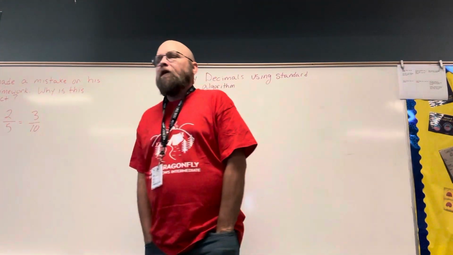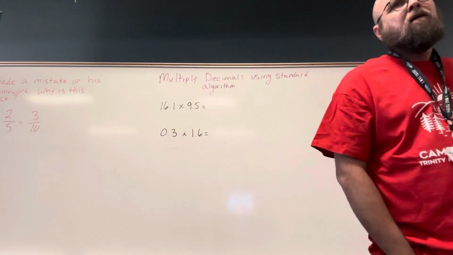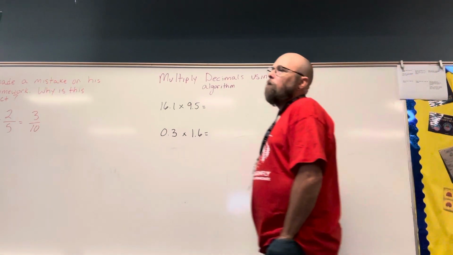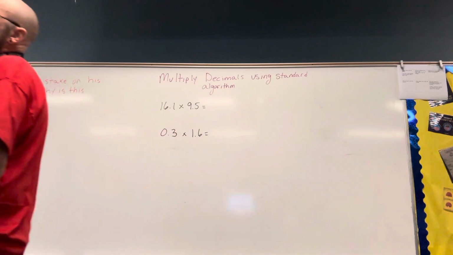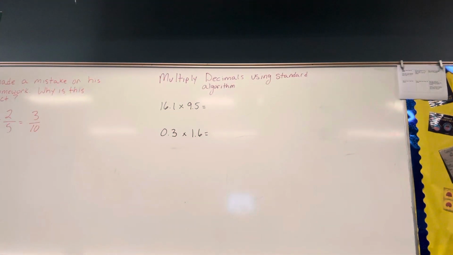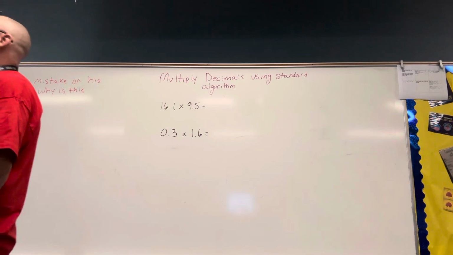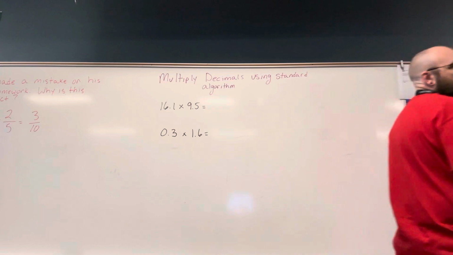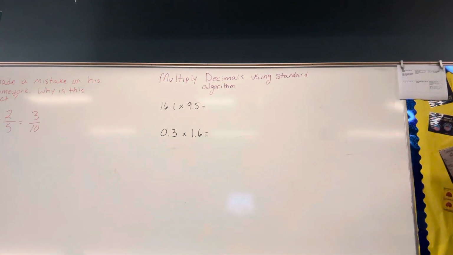All right, so let's look at these when we're multiplying decimals by decimals using the standard algorithm. The most common mistake when multiplying decimals is putting our decimal point in the wrong place. Now, obviously, we also have to be able to multiply correctly.